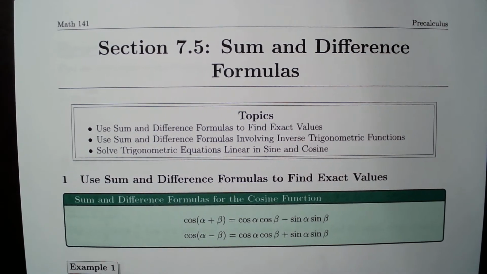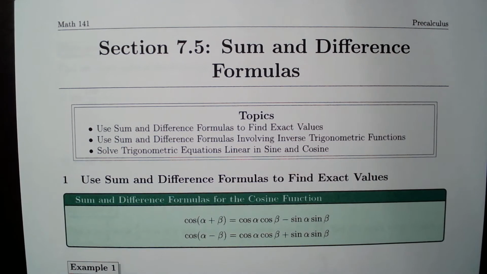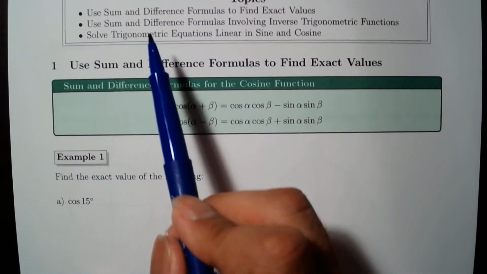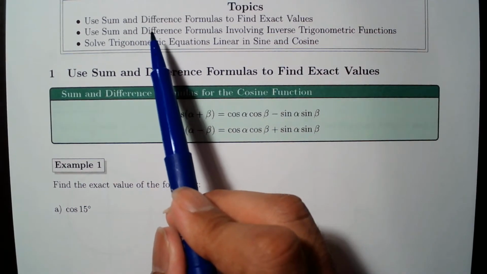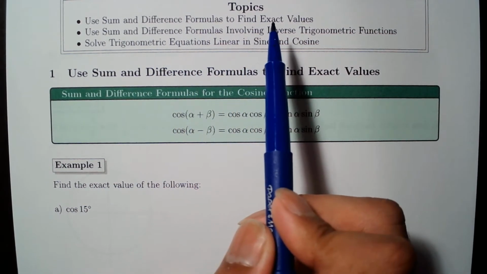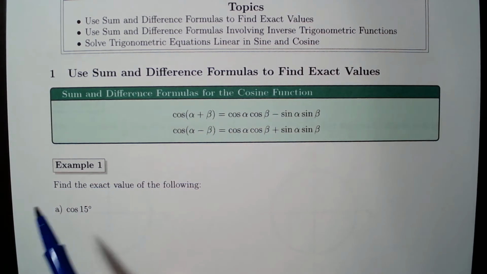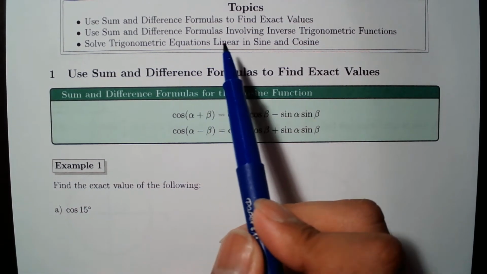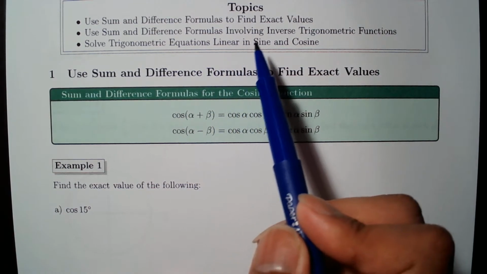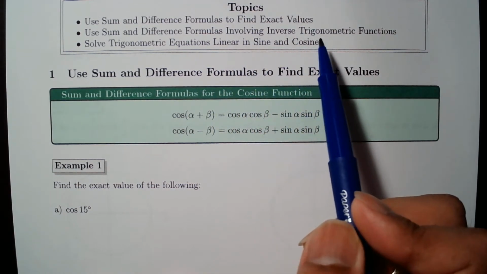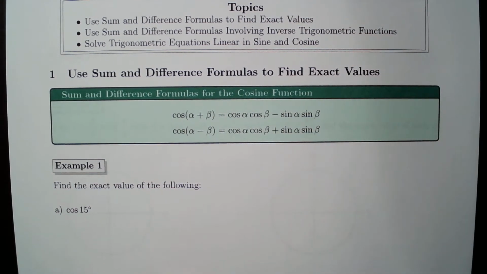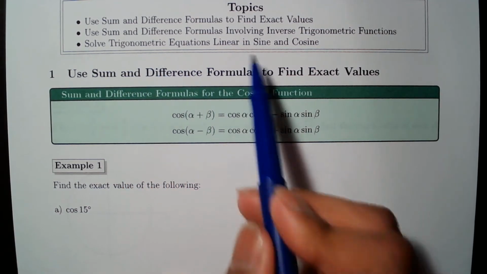Alright, so in this video we go over section 7.5, which is the sum and difference formula. In this section we're going to use difference formulas to find the exact values of some trigonometric expressions, and then use these difference formulas and some formulas that involve inverse trigonometric functions, some of the compositions, just like we did in the previous couple of sections, and then solving the trigonometric equations.